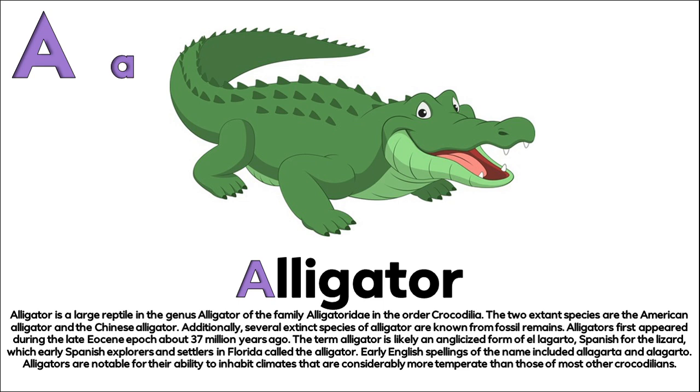The term alligator is likely an anglicized form of el lagarto, Spanish for the lizard, which early Spanish explorers and settlers in Florida called the alligator. Early English spellings of the name included Alagarda and Aligardo. Alligators are notable for their ability to inhabit climates that are considerably more temperate than those of most other crocodilians.